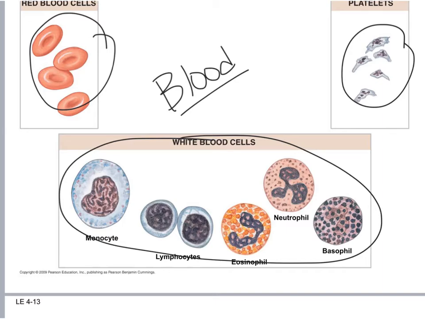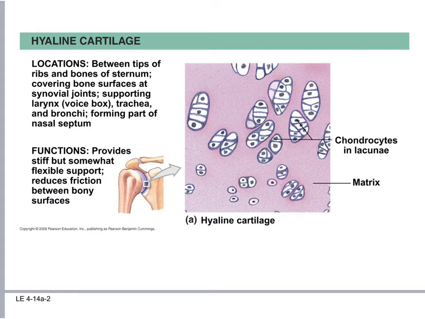Then we have another category of tissue, which is called cartilage. There are three different types of cartilage that you have to identify on the lab exam. The first thing when we're looking at cartilage, this is a hyaline cartilage, and we're going to go through all three of them: hyaline, elastic, and fibrocartilage. We'll start by looking at cartilage.